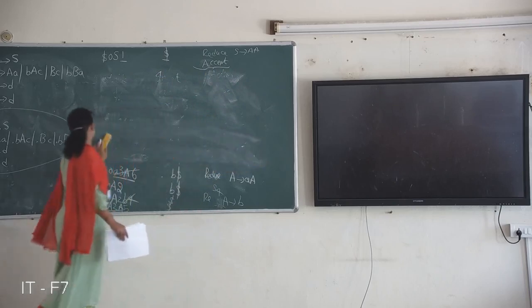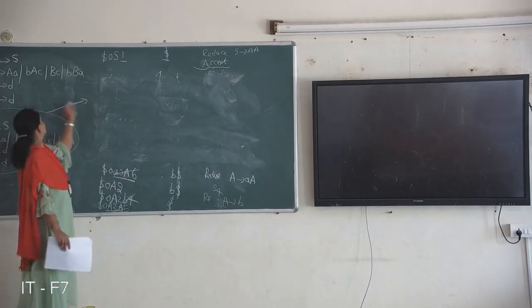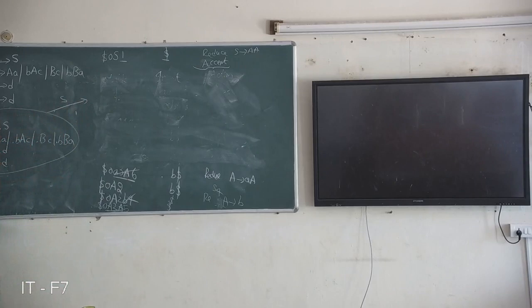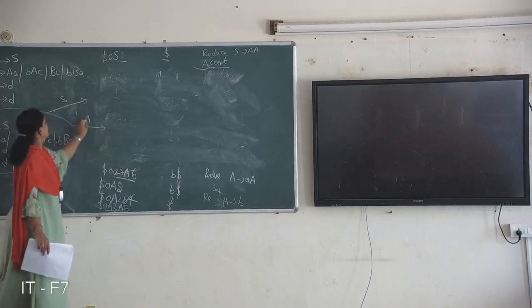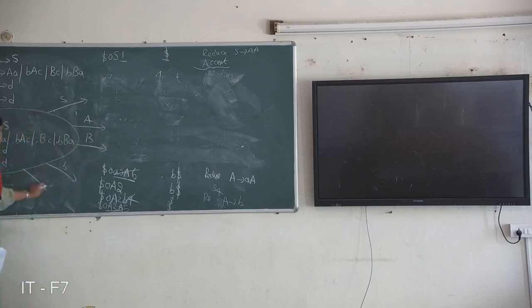Next, do transitions on this state. The transitions are on S, on A, on B, and on small d.